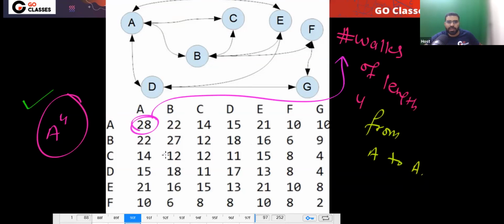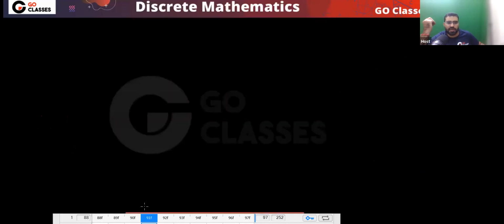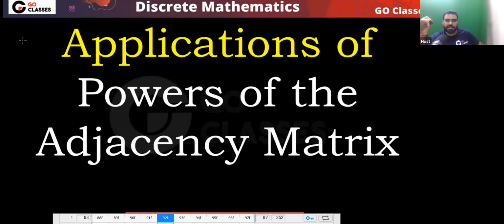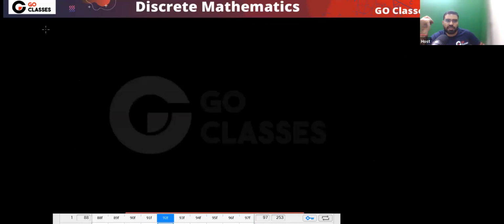Okay, so from A to A, there are 20 walks of length 4. There are 28. Okay, and so on. So this is the table for A power 4. I hope you understood this. So this is your result. That's it. We have seen a very important result, and this is the final result. It is extremely important because we will see the applications of it.